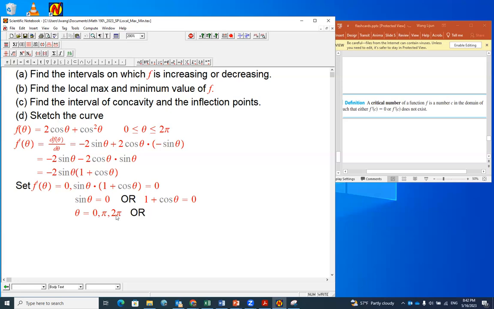And the other one, 1 plus cosine theta equals 0. That means cosine theta has to equal negative 1. So what theta will cause cosine theta to equal negative 1, where theta is in 0 to 2 pi? That number is going to be pi. Cosine pi is negative 1. Are there other numbers that equal negative 1? No. Okay, so we found the critical numbers.